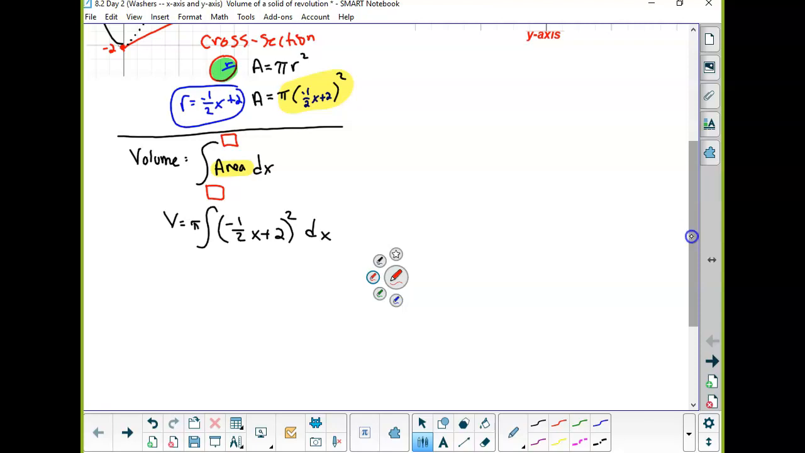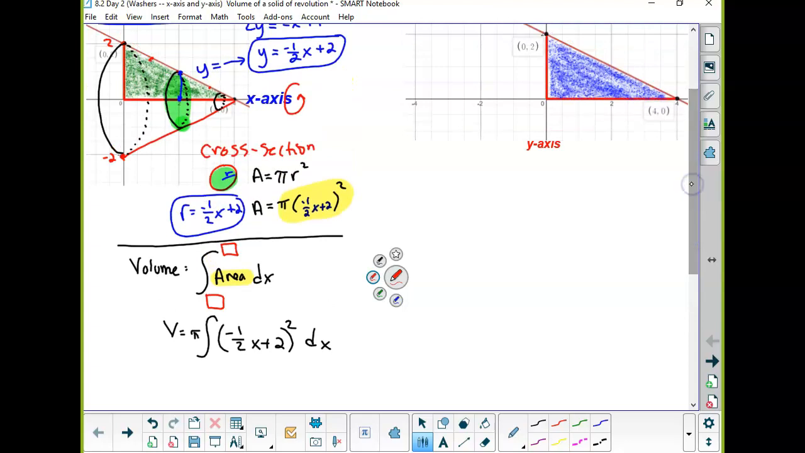So how do I know what the bounds are? Well, let's look at how the circles are stacked up. Where's your largest circle? The largest circle is at x equals 0. And then they stack up from left to right, so where's the smallest circle at? I know that's hard to see, but that's at x equals 4. So we're going to go from 0 to 4 as my bound.